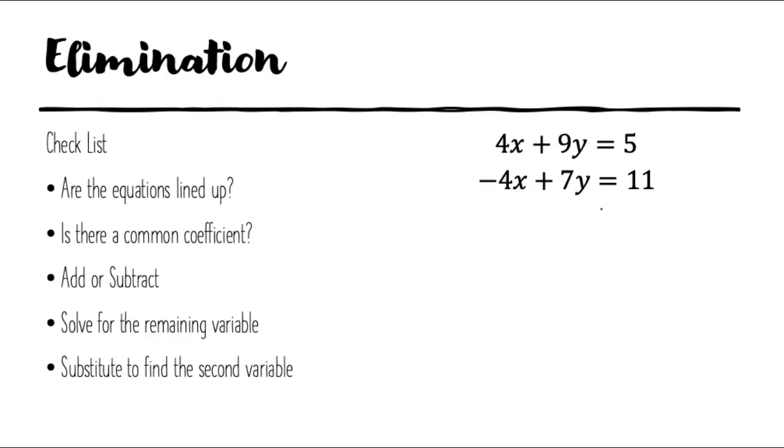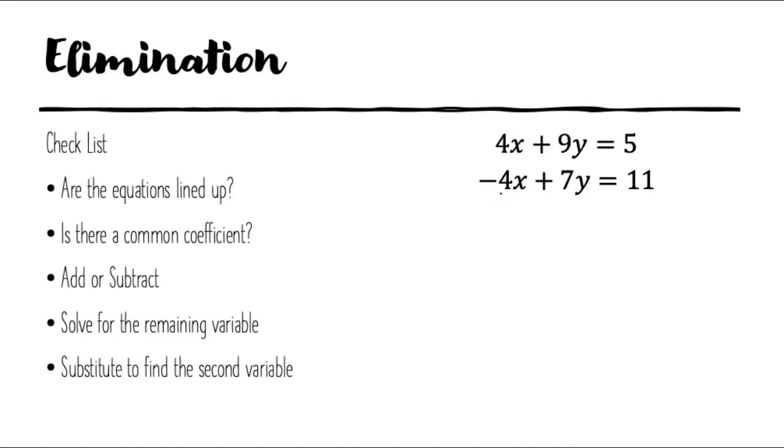Then we're looking for common coefficients. If I look at this problem, I have a 4 and a negative 4, and then I have a 9 and a 7. So you look at the x coefficients and you look at the y coefficients. When I look at the x coefficients, I see that they both have a 4, and that's good. The y has a 9 and a 7. Those aren't the same, so I really can't use those as they're written. And I don't care about the constants. Remember, I'm trying to eliminate a variable. So we have a common coefficient, a 4.